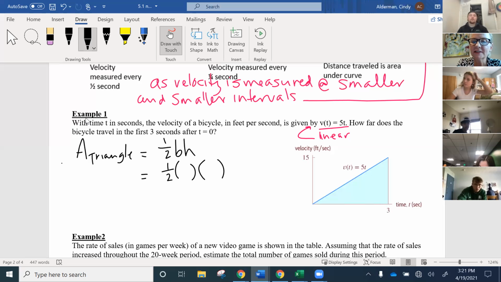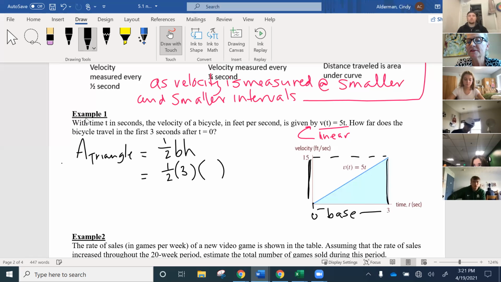Three. Yeah, absolutely. Here's the base. And remember, this is 0, right? So how many units from 0 to 3? It's just 3. What's the height of the triangle? Again, it's right there on the graph. 15. Yeah, definitely, right? Because here it is over here. This is a triangle, so this distance has to be the same as this distance. So we got 15. So easy peasy, right? 22.5 feet is the distance traveled.